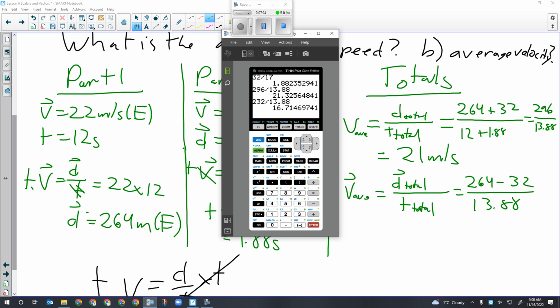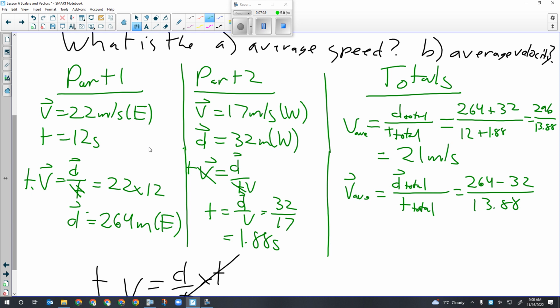Okay, so my velocity is going to be 17 meters per second. What am I missing? Direction, which is?